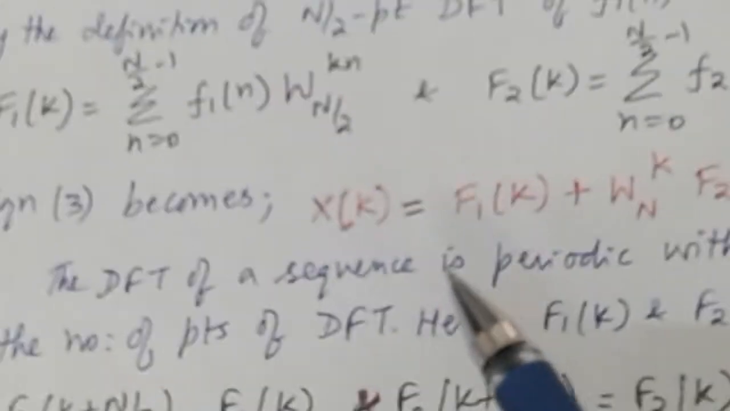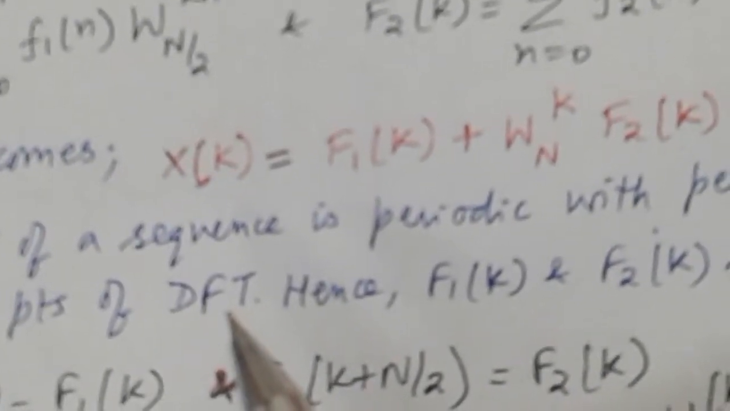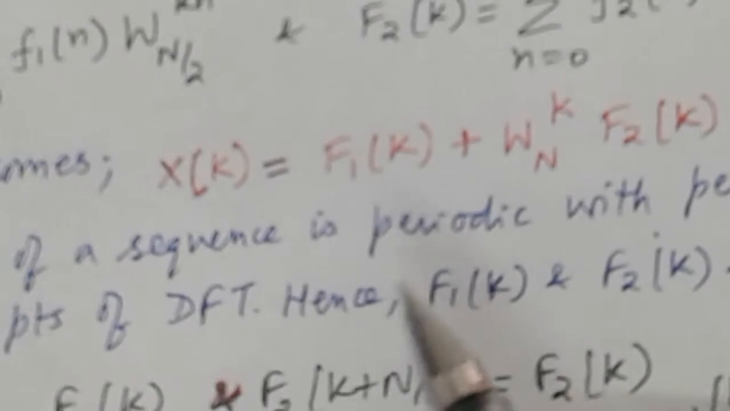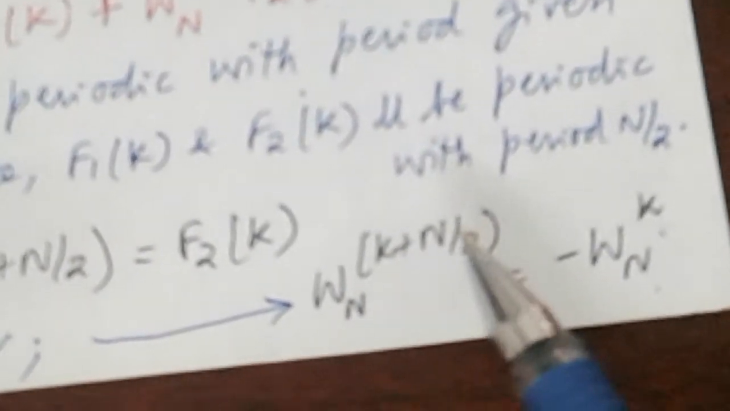This is one decimation. We know the DFT of a sequence is periodic with period given by the number of points of the DFT. That is one property which says X of k plus N equals X of k. It is just periodic. Now we are not dealing with properties, just the algorithm. That can also be proved. Therefore f1 of k and f2 of k will be periodic with period N by 2. Therefore f1 of k plus N by 2 is equal to f1 of k, f2 of k plus N by 2 is equal to f2 of k, and even the phase factor we can simplify as W N power k plus N by 2. When you solve it, we get minus W N power k. Okay, now the next one.